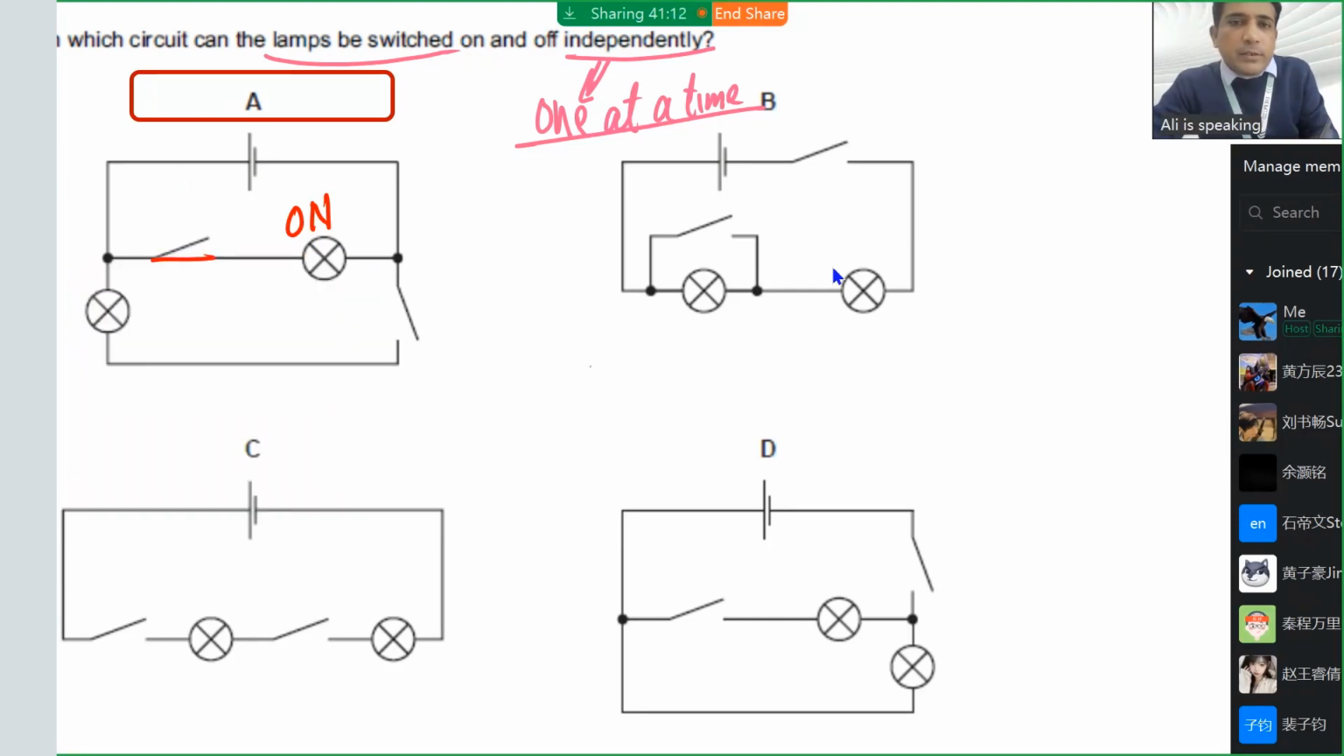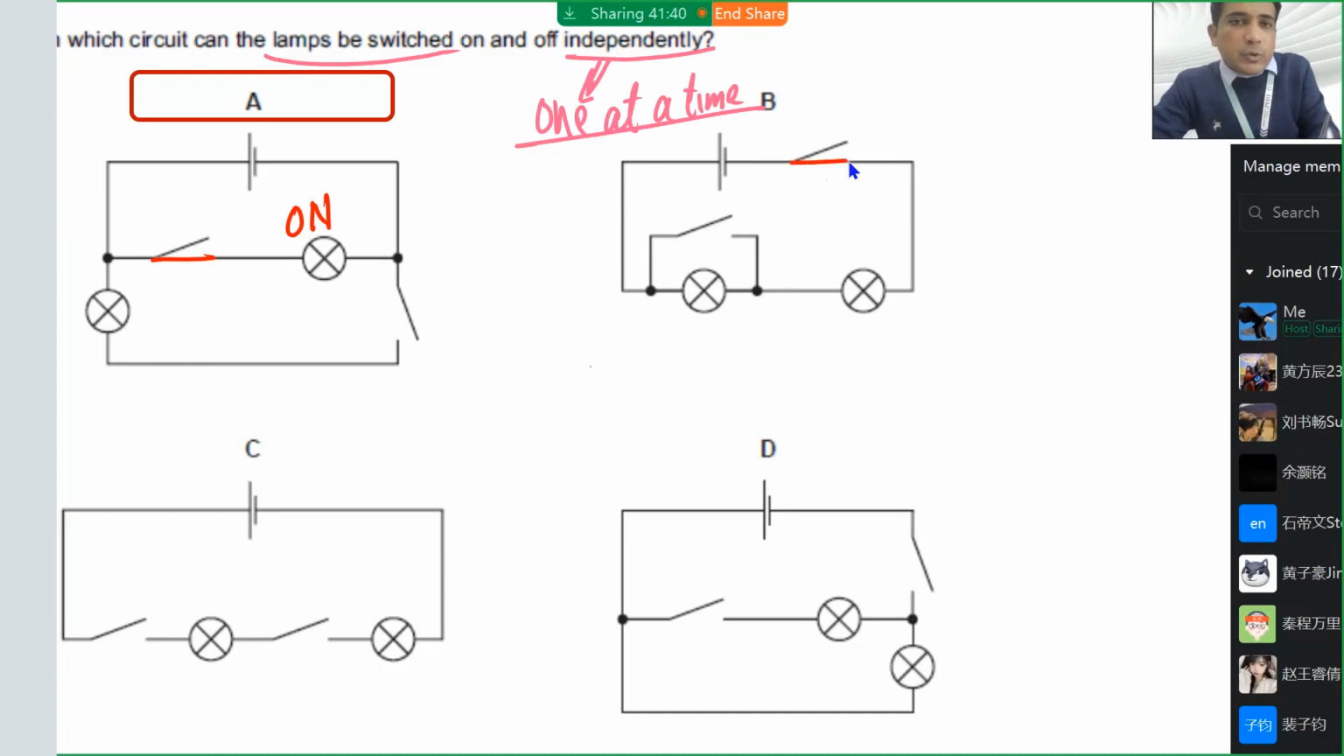But if I look at this one now, if we close this switch, these two lamps will be on. Very good practice you need to understand. So both of them will be on. Now, so these two will be on, so we cannot switch on independently. Now, if we close this switch, no current will flow. Both of them will be off. So no current will flow.